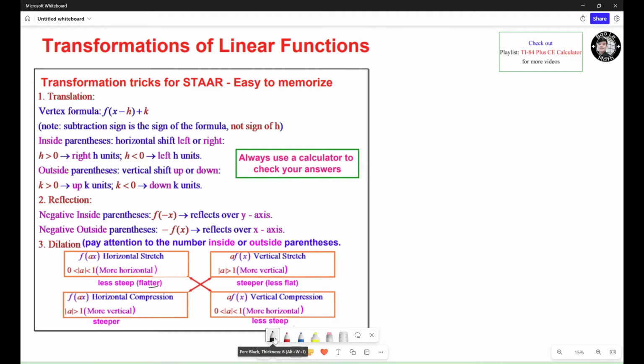Now, let's move on to the second one, the reflection. Now, we have the function f(x). If we talk about the x value only, then x is called the input. But if we talk about the whole thing right here, f(x), then this is called the output.